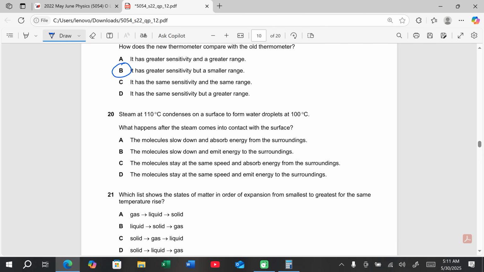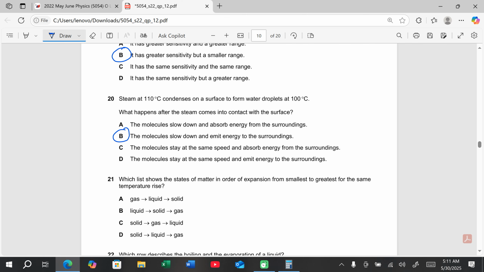Steam at 110 degrees Celsius condenses on the surface to form a water droplet at 100 degrees Celsius. What happens after the steam comes into contact with the surface? The molecule slows down and absorbs energy from the surroundings. The molecule slows down and emits energy. Yes, it is always when the particles slow down they emit energy, they do not absorb it. When they absorb energy, their speed is going to increase.